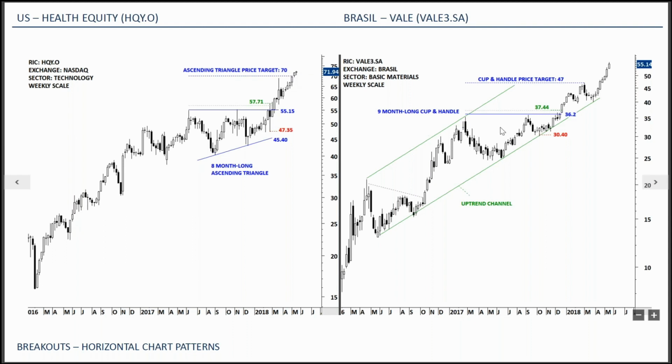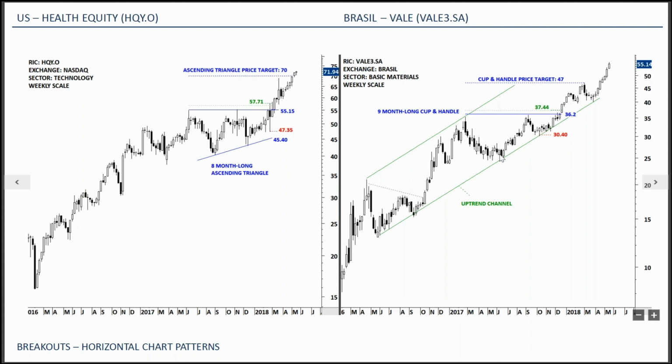Another horizontal chart pattern that is usually successful is the cup with handle. Cup with handle is a continuation chart pattern. If it is developing in a steady uptrend, it's even better. And you can see that the breakout takes place and price is continuing higher in a steady uptrend.